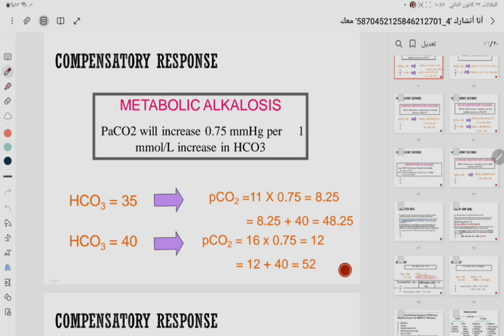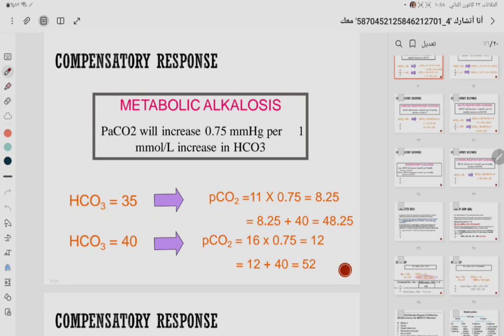Anything above that, what does that mean? Or below that, it's not just metabolic alkalosis, it will be respiratory alkalosis. Or if the CO2 is above that, this means there is a respiratory acidosis plus metabolic alkalosis.